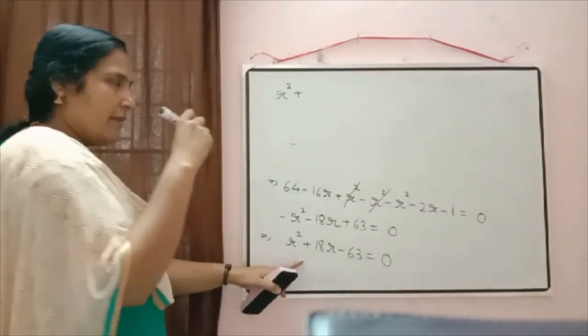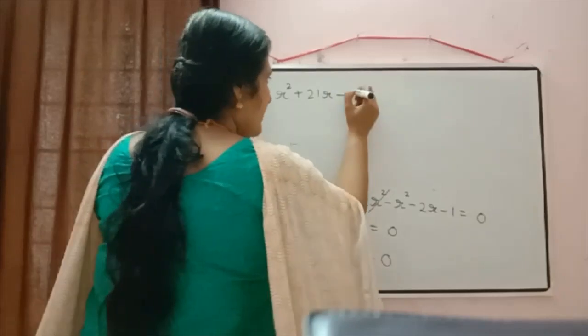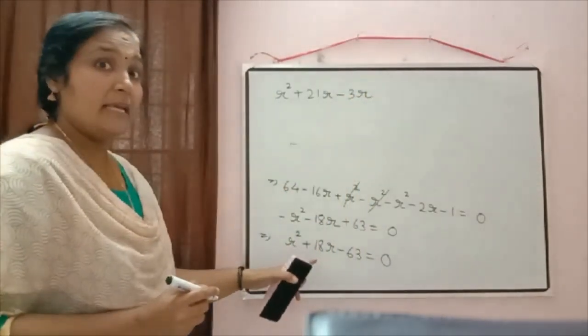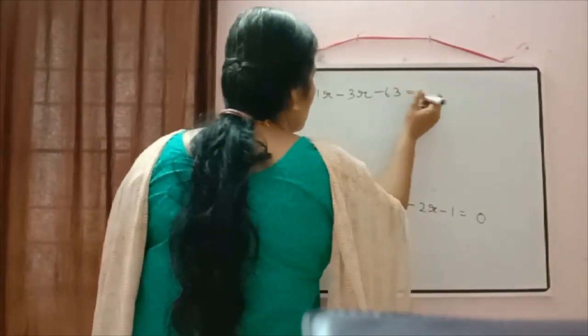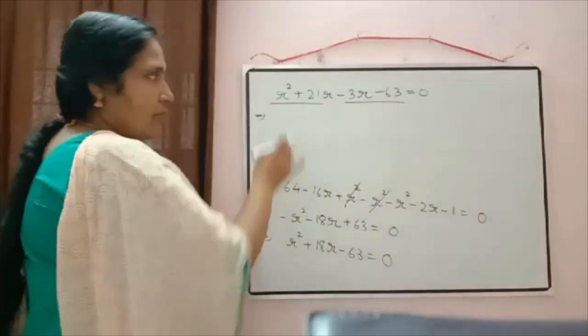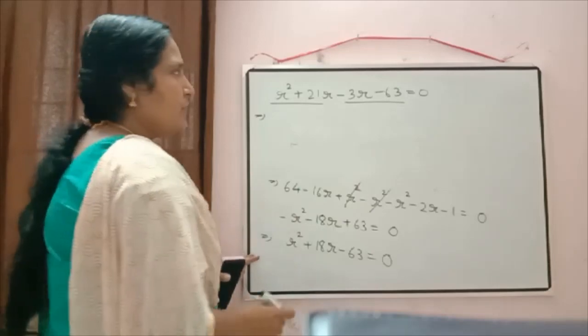The sum is positive, so 21 we have to take positive. So r square plus 21r minus 3r, splitting the middle term 18r, minus 63 is equal to 0. What is the common factor here? If you are not confident in this one, you can use the quadratic formula. It depends on you.